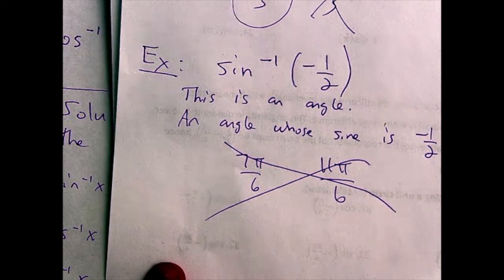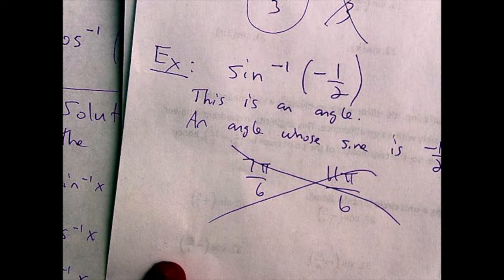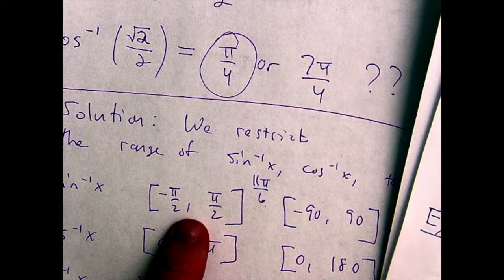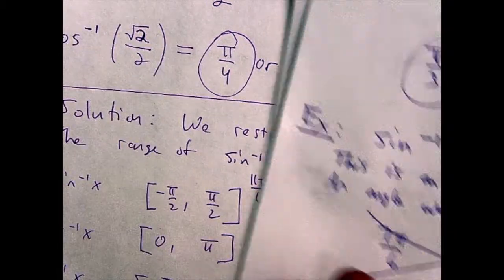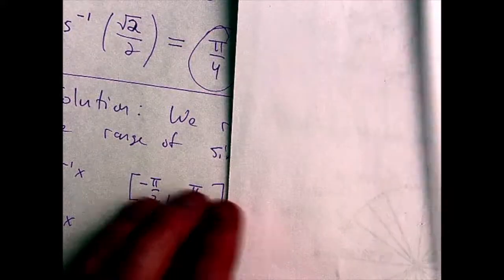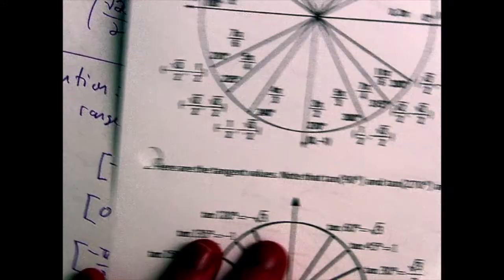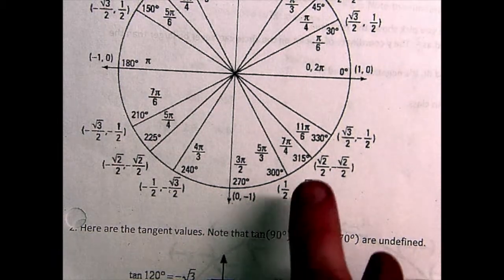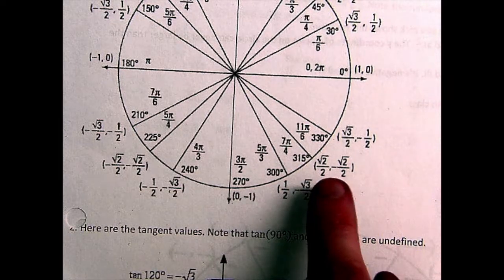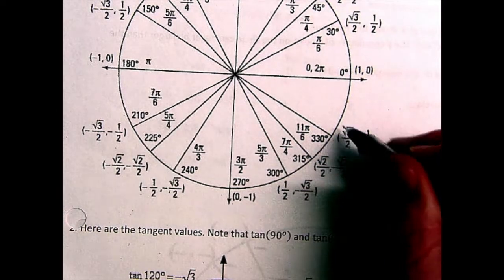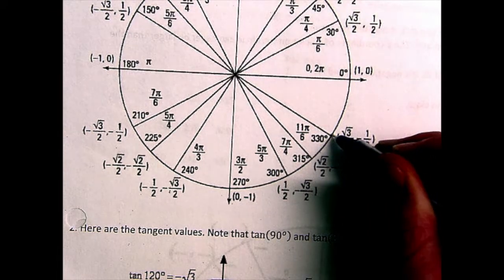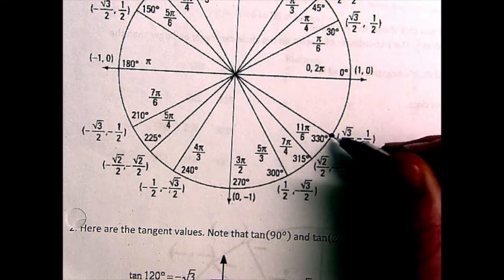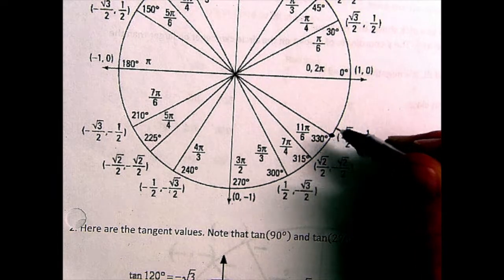Now, if you incorrectly believed that the restriction on the range of inverse sine was simply the right-hand side of the unit circle, then you would ask which of these angles is on the right-hand side. Is it 7 pi over 6 or 11 pi over 6? Well, 7 pi over 6 is over here on the left-hand side. That's wrong. But 11 pi over 6 is on the right-hand side, so that must be the right answer. No, it isn't.